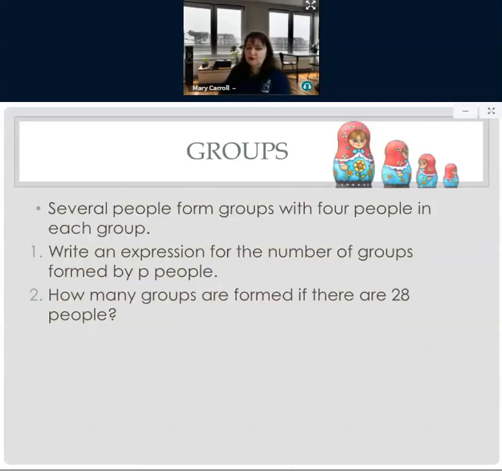Alright, so groups. Several people form groups with 4 people in each group. Write an expression for the number of groups formed by P people. So the first thing I want you to do is, using the letter and the number, what is my expression? Then I want you to tell me how many groups are formed if there are 28 people. So pause the video and see if you can get this.